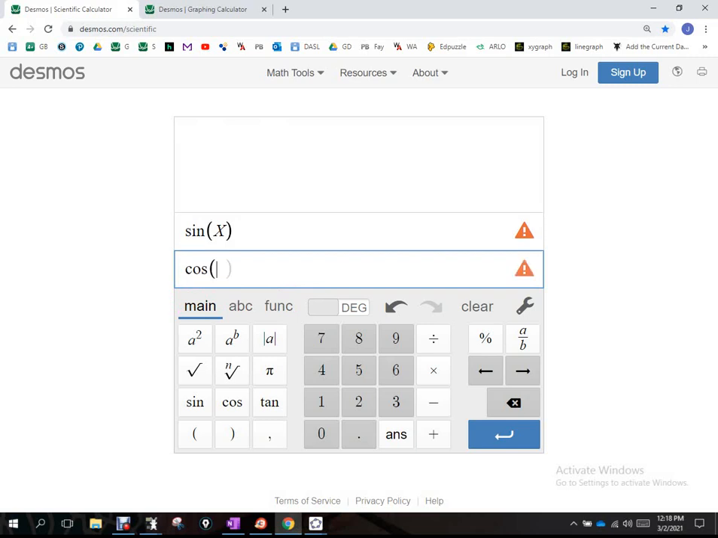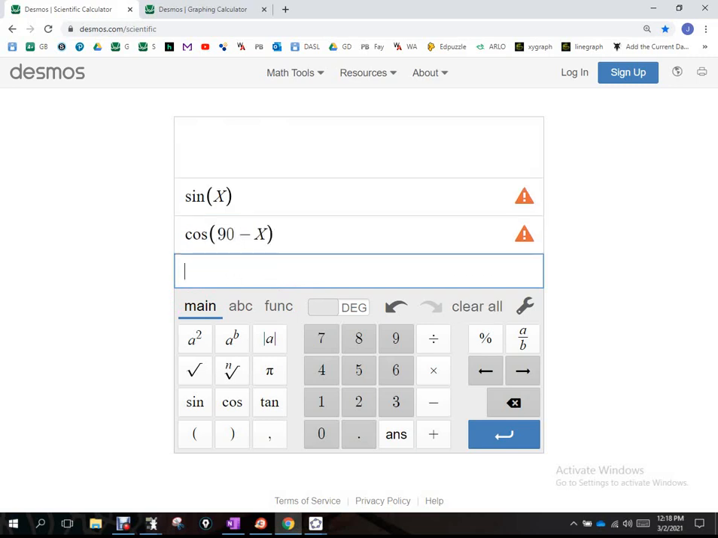So cosine of 90 minus x. Now if I say x is 10 degrees, it's putting x in here, and x in here, so the sine of 10 and the cosine of 80, they're the same thing. Okay? Sine of 20 and cosine of 70, they're the same thing.